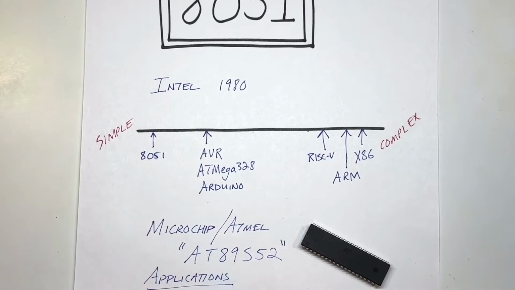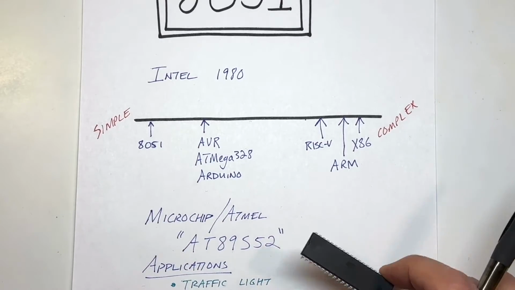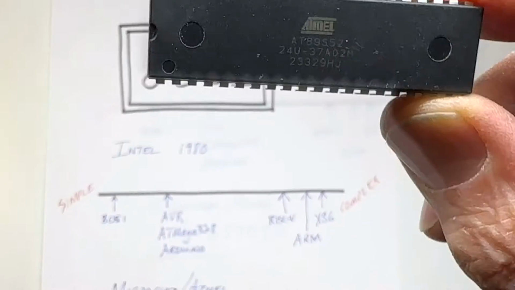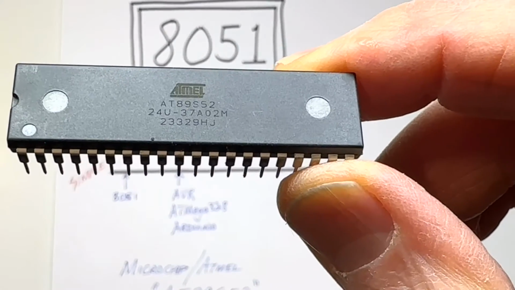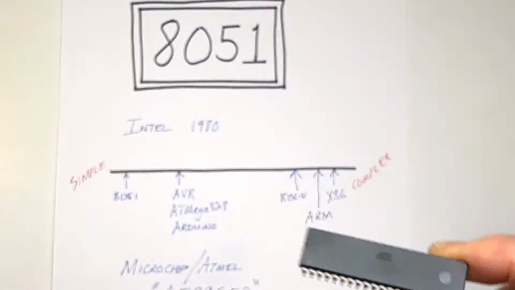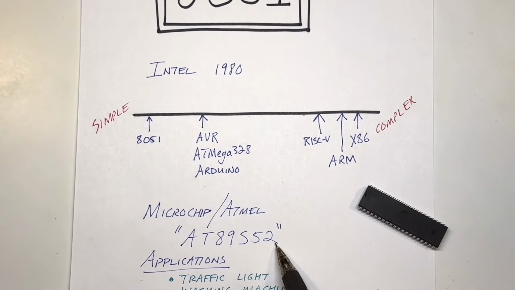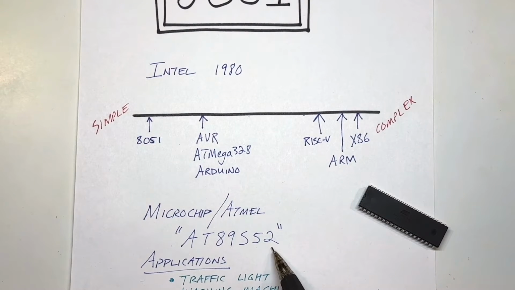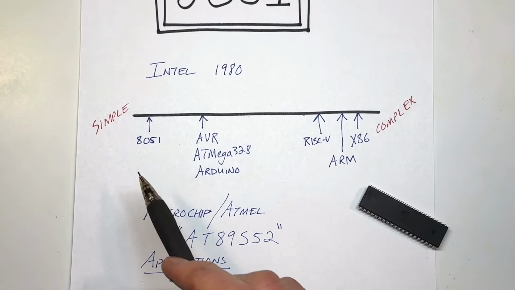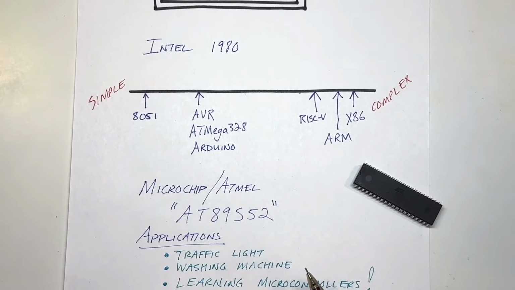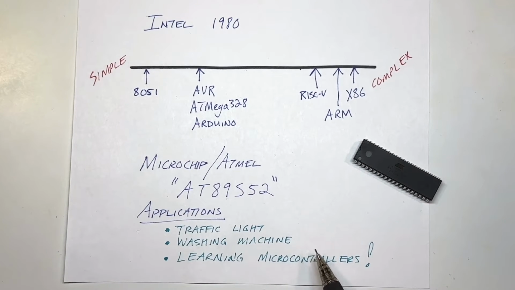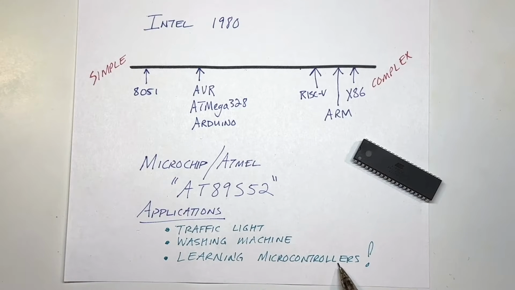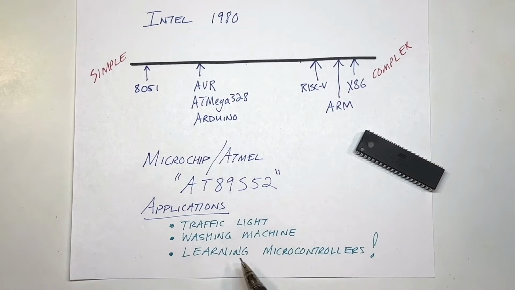So the AT51 is still in use, and this chip here, for example, is the Atmel AT89S52, and they're already up to a 53, and by the time you watch this, who knows what we'll have. The AT51 is a very simple and rather dated microcontroller architecture, but it's ideal for learning microcontrollers because it's simple. It might be used in something like a traffic light or a dishwasher, something pretty simple.